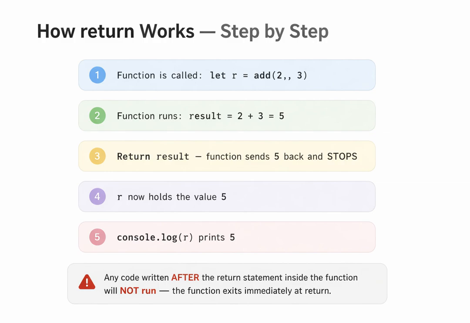First, you call the function and assign it to a variable, like let r equal add23. The function runs, calculates the result, and then hits the return statement. At that point, it sends the value back, in this case 5, and immediately stops executing. Any code you write after the return inside the function will simply never run. The returned value, 5, is now stored in the variable r, and you can use r anywhere you want in your code. This is a crucial concept. Return both delivers a value and exits the function.